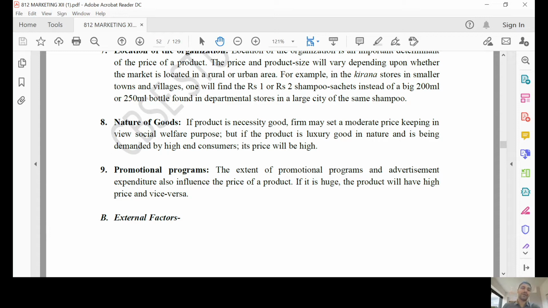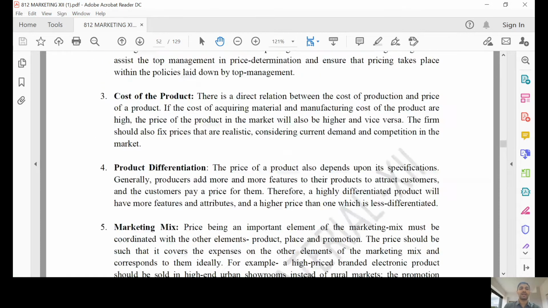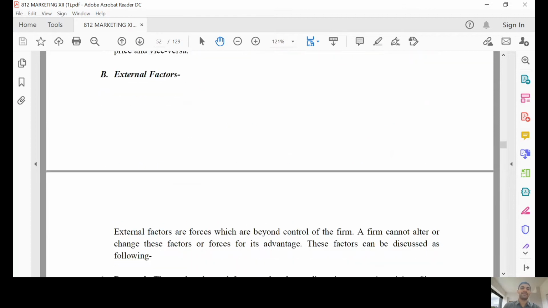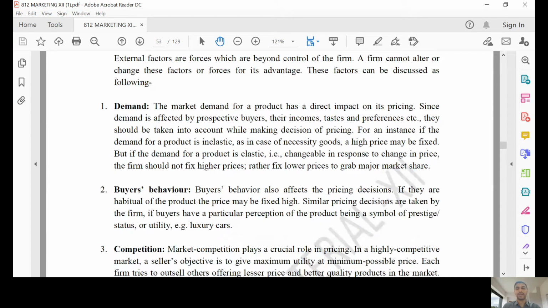All these factors are internal factors, and these internal factors can to some extent be controlled by an organization. But external factors are beyond the control of the organization, like demand. If there is no demand, we cannot increase the price. Sometimes demand is not in the hands of the marketer. Of course, every marketer is trying to create demand for their product by properly promoting, properly branding, and adding innovation in their product, etc. But still, this demand is most of the time beyond the control of the marketer.